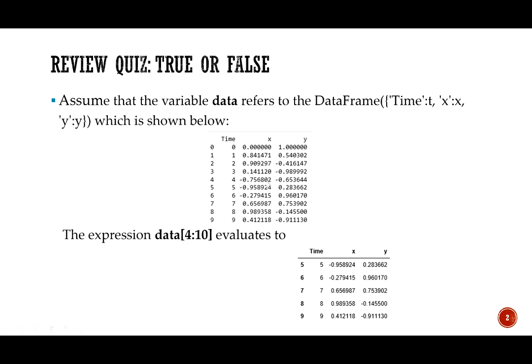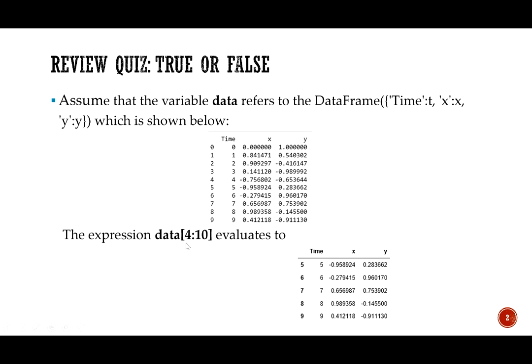Assume that variable data refers to this data frame, which has three columns, time, x, and y. The expression data 4 through 10 evaluates to, so the result is shown in this table. Now we want to see if this result is true or false.